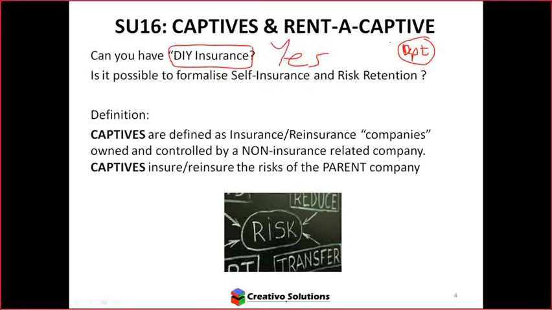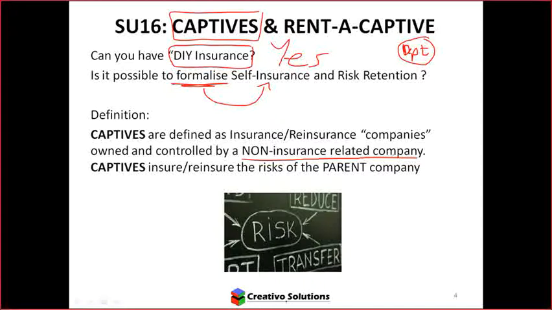Right, and the reason for that is, is it possible to formalize self-insurance? Yes, but it's very expensive to do so. So formalizing self-insurance means creating a captive. We'll look at what a captive is later. A captive is just an entity that's going to be paying out claims. It's almost like your business creating your own insurer. That's the best way I can put it. And here's the definition: captives are defined as insurance or reinsurance companies owned and controlled by a non-insurance related company.